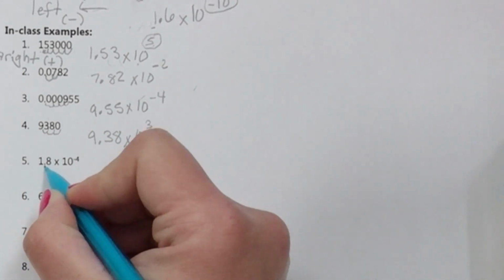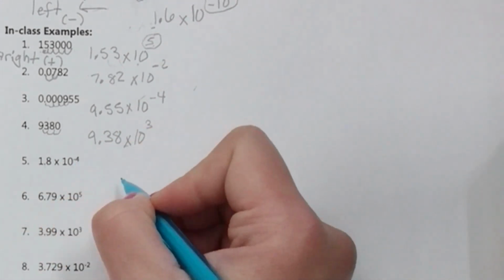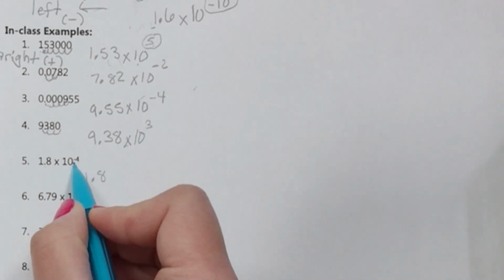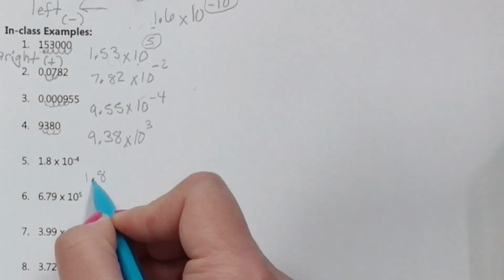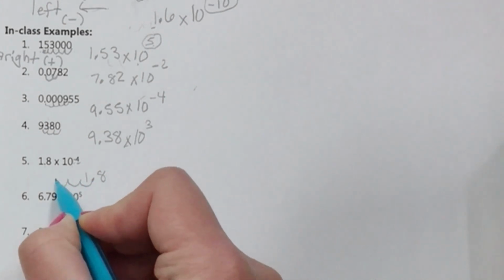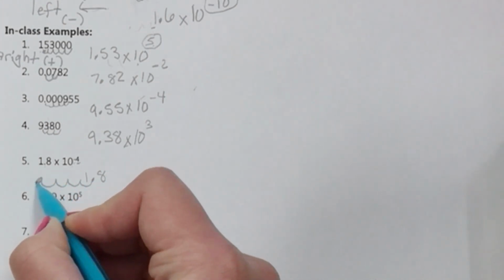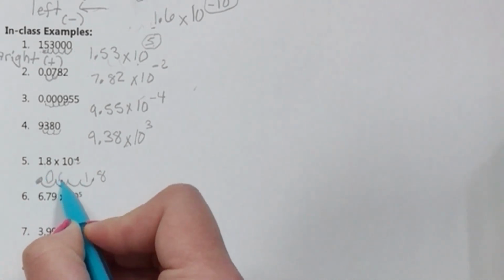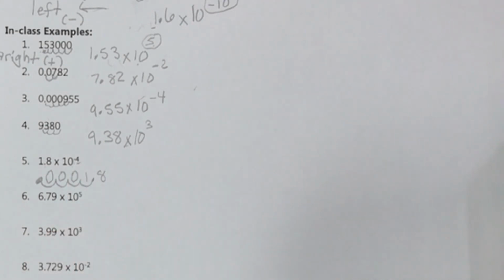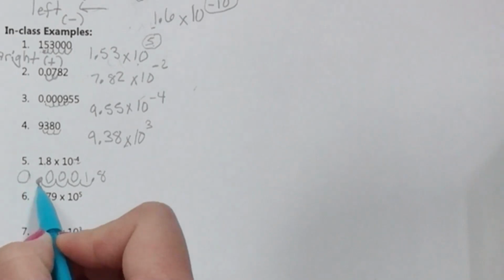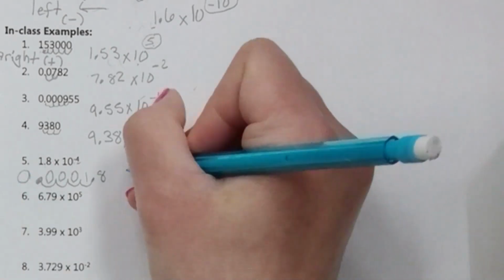So 1.8, here we go, times 10 to the negative 4. If I have 1.8, negative means I move the decimal to the left. How many times? 4. 1, 2, 3, 4. So here's where my new decimal place is. That means I have 1, 2, 3 zeros. Now, we want to go ahead and put a 0 in front of the decimal as a placeholder.